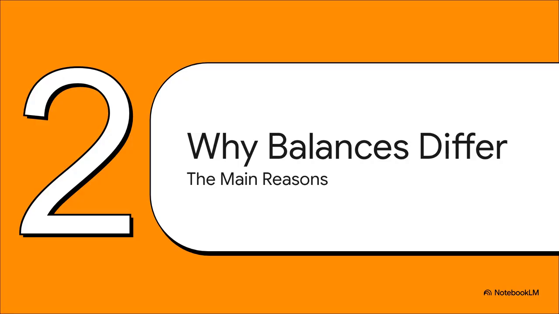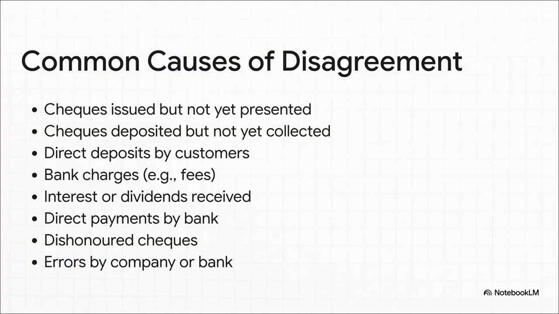So the big question is, why do these two records, your cash book and the bank's passbook, so often show different numbers? Well, let's look at the main reasons why this happens. Most of the time, the differences come down to two things: timing and information. For example, maybe you've issued a check to someone, but they haven't cashed it yet. Or you've deposited a check, but the bank is still processing it. Those are timing differences. Other times, the bank knows something you don't yet, like a customer paid you directly, or the bank took out a service fee. And sometimes it's just a simple mistake made by you or the bank.